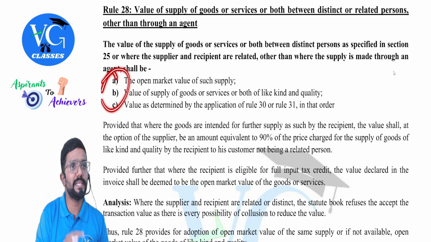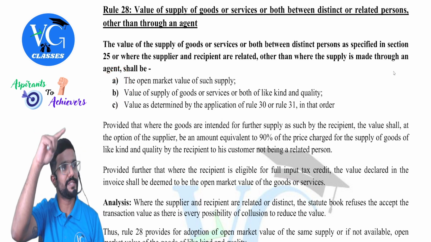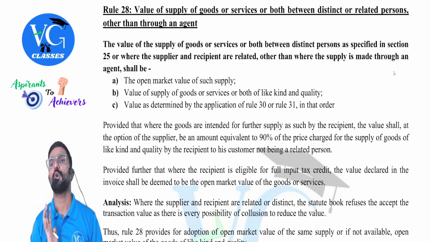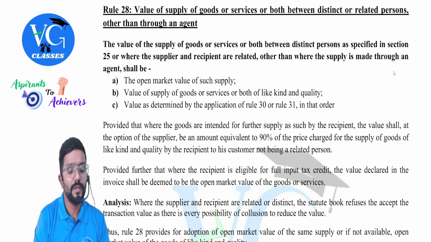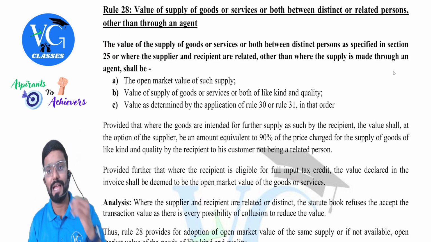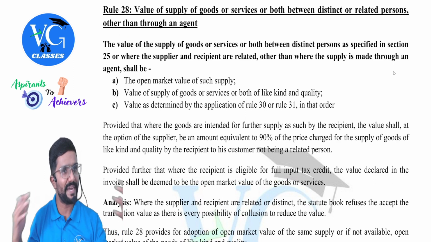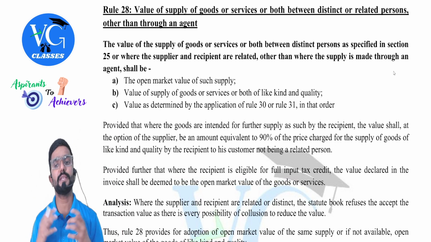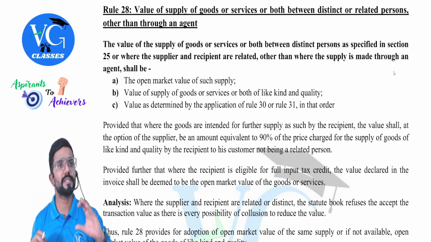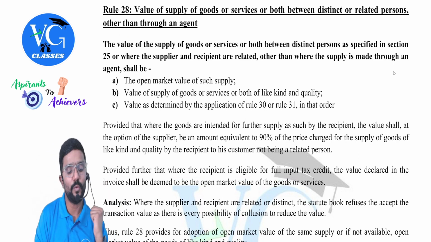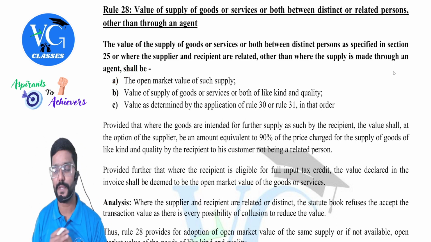Okay, sir. Now, what would be the value, sir? They have given three options, guys. Here also you have to follow the order. First choice is always A. If A is not possible, B. If A and B is not possible, only then you will go to C. The value of supply of goods or services or both between distinct person as specified in section 25, that is who is separately registered but under single PAN, or where the supplier and recipient are related other than where the supply is made through an agent. Because for the supply made through an agent, we have a separate rule. They are not covered here. Shall be open market value of such supply.